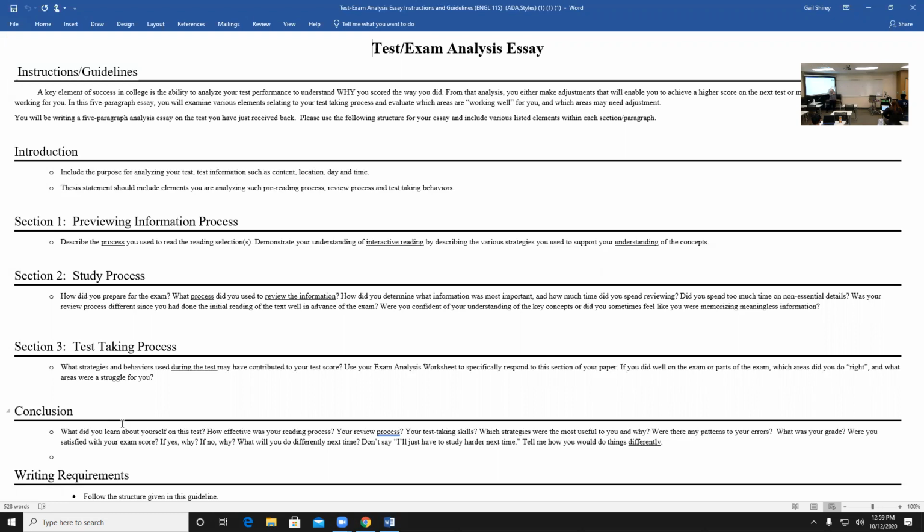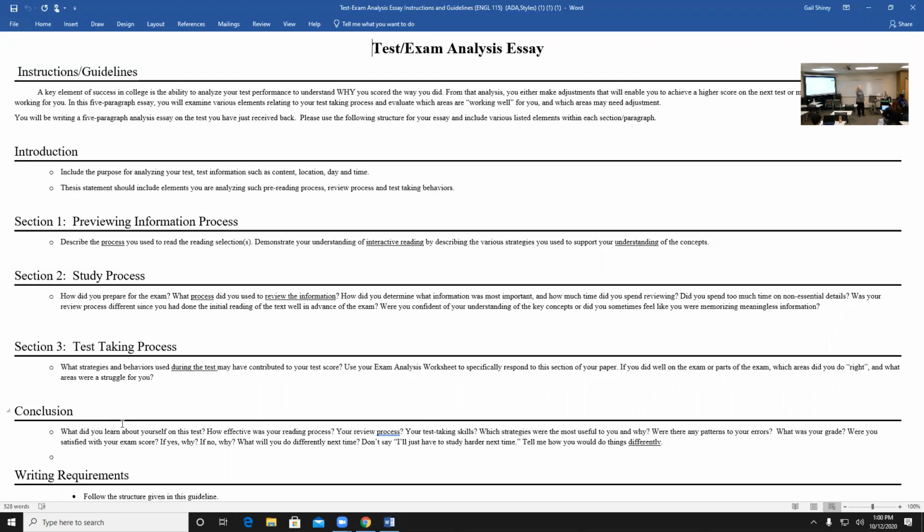What a thesis statement does is it's basically a sentence telling the reader this is what I'm going to talk to you about. An example of a thesis statement would be, my test performance was to my satisfaction as I realized my previewing information process was doing very well. My study process worked for me, although it can be improved, and my test-taking procedures worked to get me the grade that I needed to get.